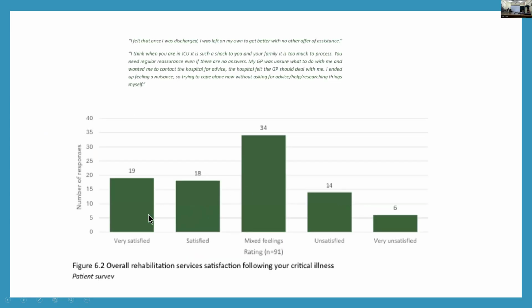They have also given overall satisfaction of patients based on the rehabilitation center, and in the patients' own words. For example, "I felt that once I was discharged, I was left on my own to get better with no other offer of assistance. When you are in ICU, it is such a shock to you and your family. You need regular reassurance even if there are no answers. My GP was unsure what to do with me and wanted me to contact the hospital for advice. The hospital felt the GP should deal with me, and I ended up feeling a nuisance." So I'm trying to cope with that. These were a few of the verbatims they reported.